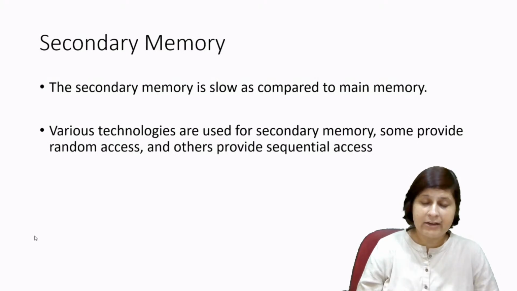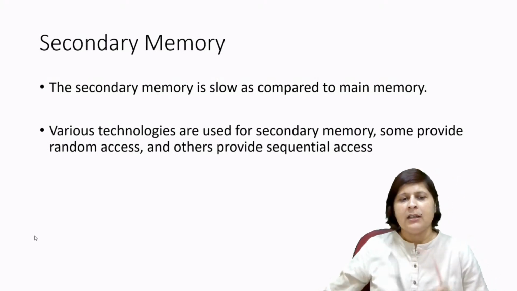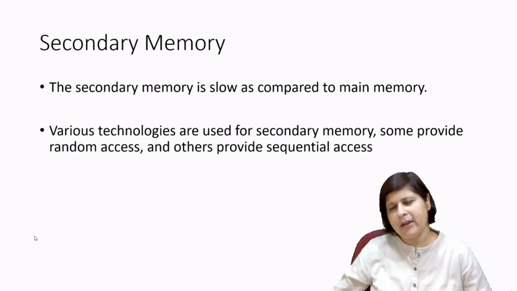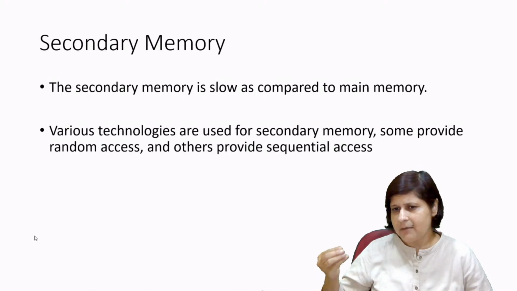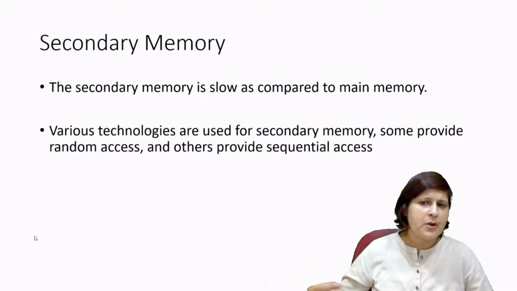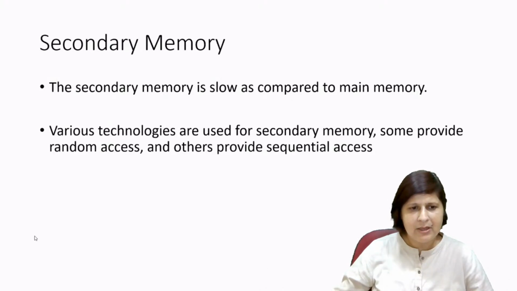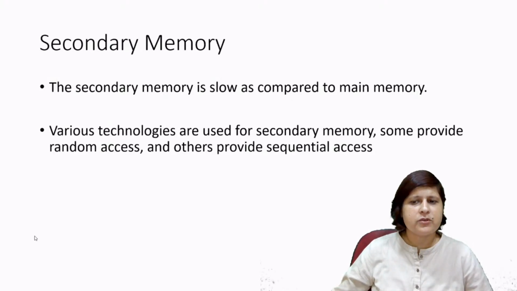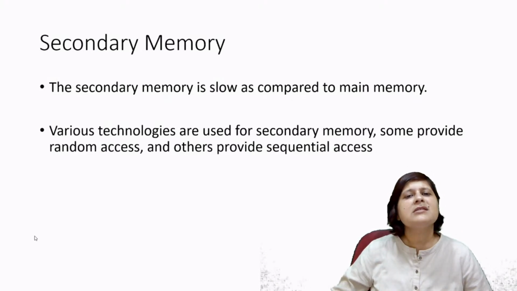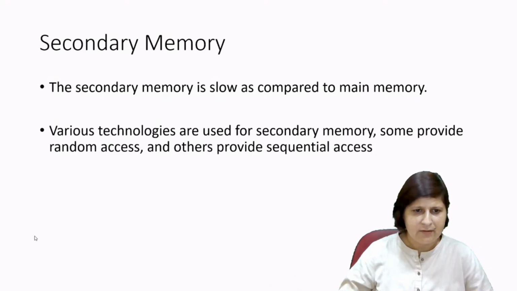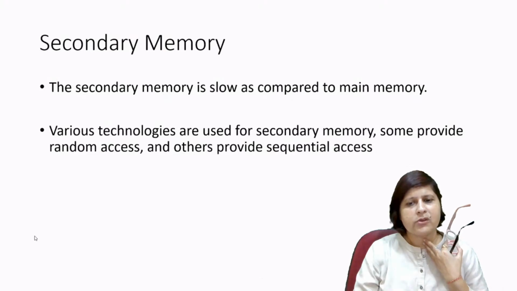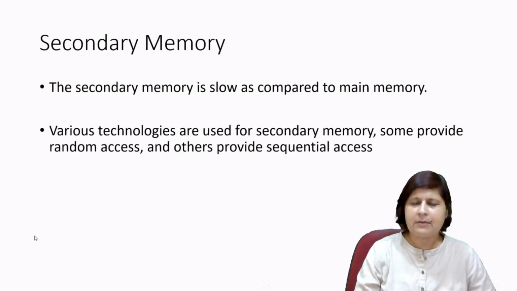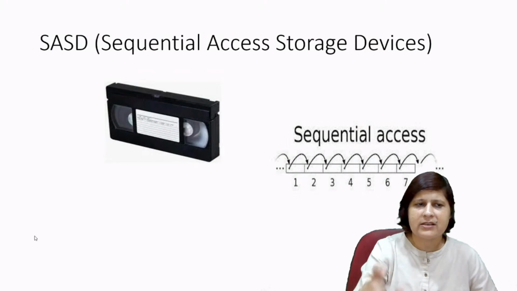Secondary devices, or secondary memories. Secondary memory is slow as compared to main memory. RAM access time is a few nanoseconds, while secondary memory is slower. Various technologies are used for secondary memories. Some provide random access and others provide sequential access, right?